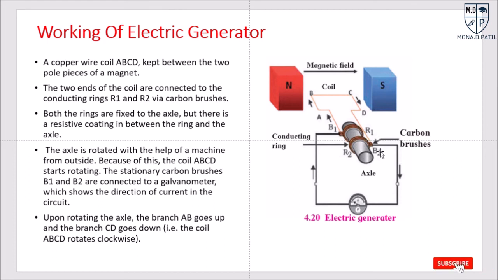Okay. So here the axle is rotated with the help of a machine from outside, and because of this the coil ABCD starts rotating. The stationary carbon brushes B1 and B2 are connected to a galvanometer which shows the direction of current, and upon rotating, the axle will rotate, the branch AB goes up and CD goes down, and in this way this loop will be rotated clockwise. Okay, and there you have studied in the electric generator it was moving anti-clockwise.